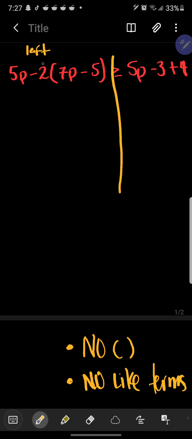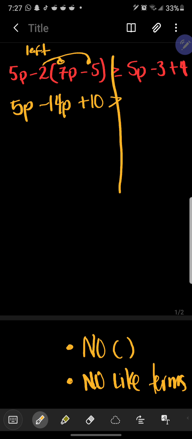And we have here parentheses. So I'm going to distribute the -2. What do we do with the one that we don't multiply? You bring it down. And that's -2 times 7p. Remember, in the calculator, you put -2 times 7, that gives you -14p. -2 times -5, that is positive 10.